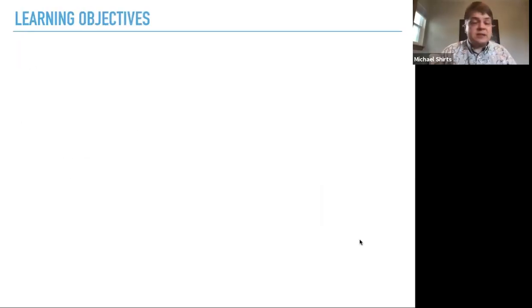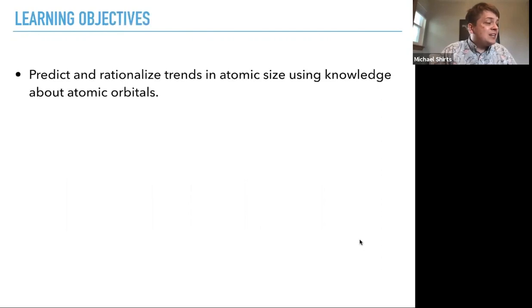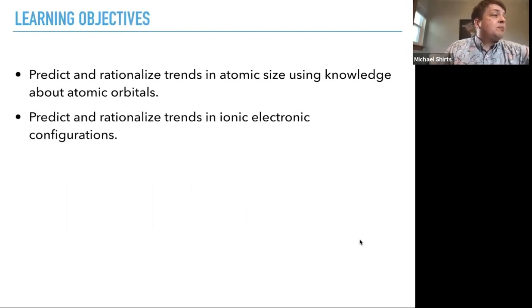Okay, in this next segment, we're going to be talking about periodic trends, trends in the periodic table, and how we can explain them knowing the electron configurations that come from solving Schrodinger's equations and knowing the behaviors of the orbitals. So learning objectives for this next segment: predict and rationalize trends in atomic size using knowledge about atomic orbitals, predict and rationalize trends in the ionic configurations.